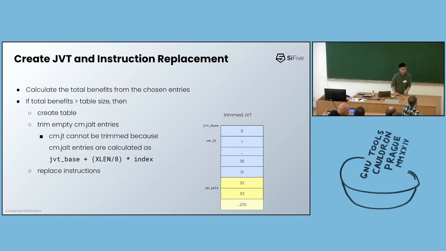Can't you start the JT table at the end, so you leave entries at the top empty and just point the start of the table before the actual table? Can you make the JT table grow upwards and the JALT table grow downwards, basically? You could if you want. That's a good point. But it makes the computation of the address more complex, because sometimes you need to invert the index and subtract it, and in other cases you don't.